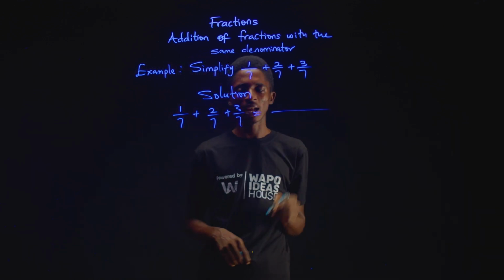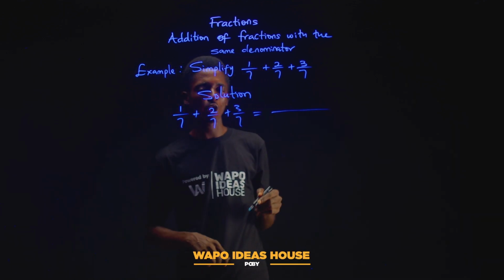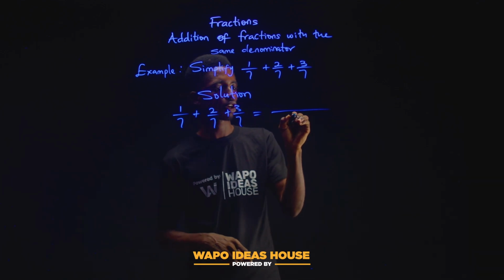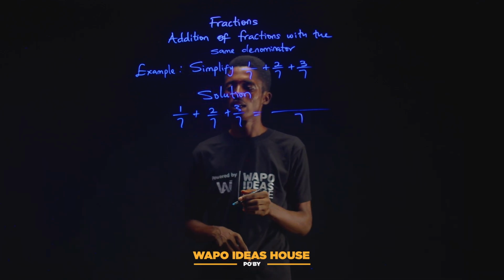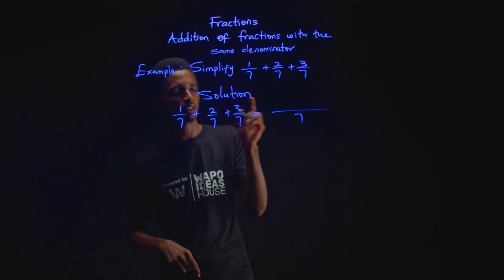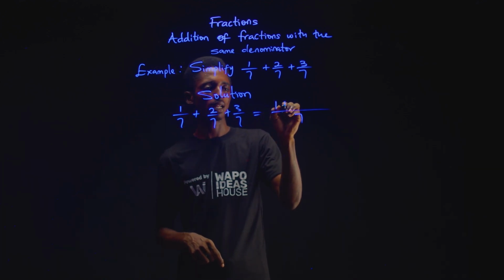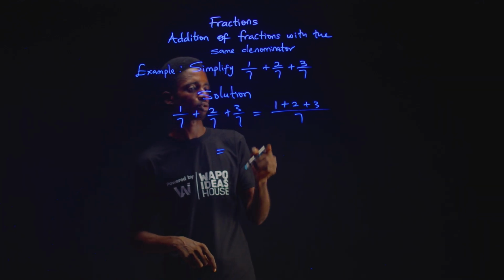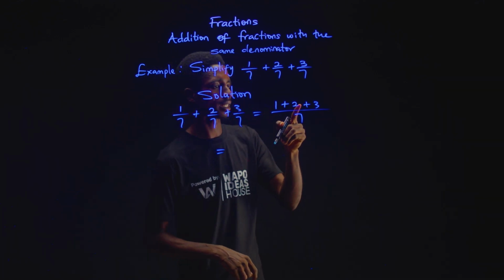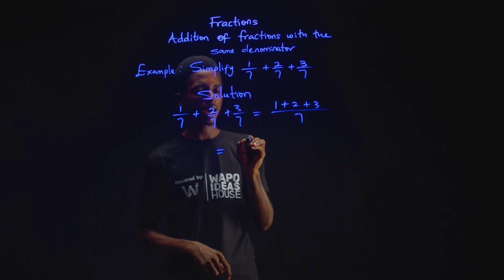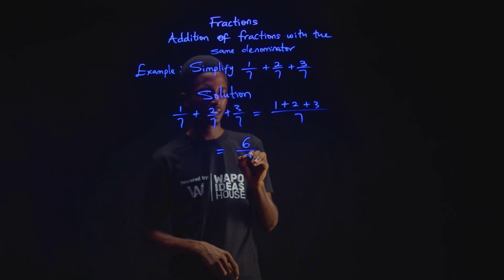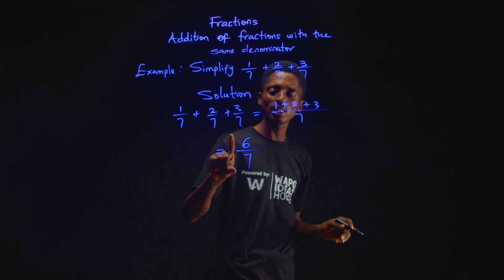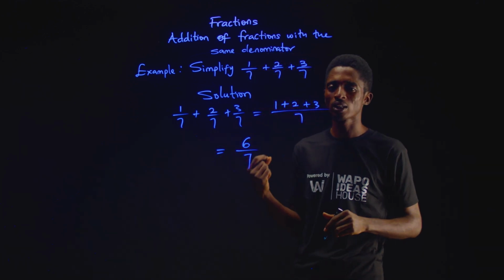Draw our division line, and then we write down our common denominator 7, and then we perform the arithmetic addition of the numerators. Therefore, 1 plus 2 plus 3. This will bring us to 1 plus 2, that's 3. 3 plus 3, and we have 6 over 7. This is the simplest term that this fraction can be.